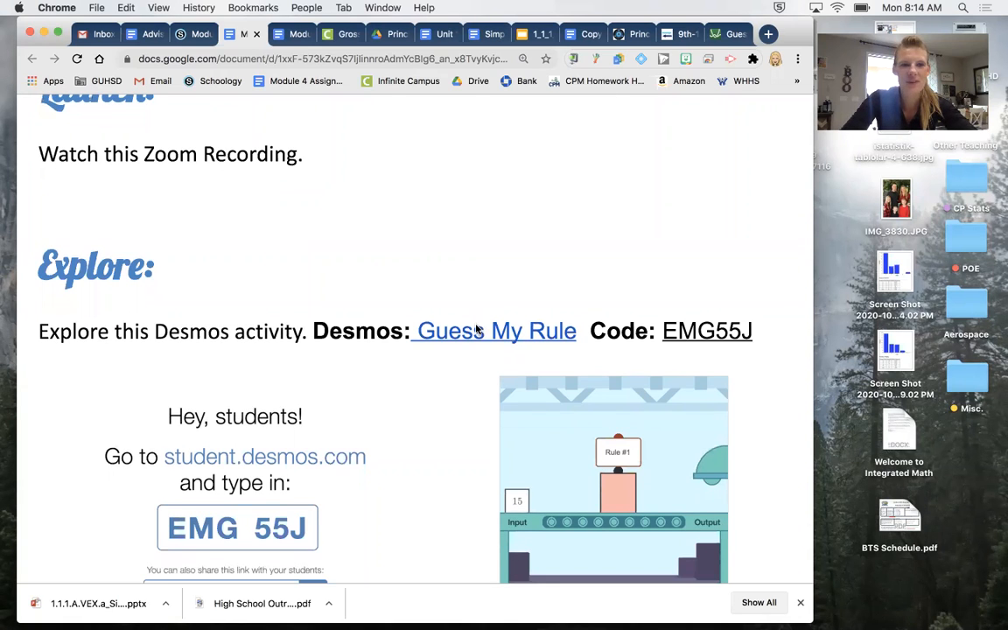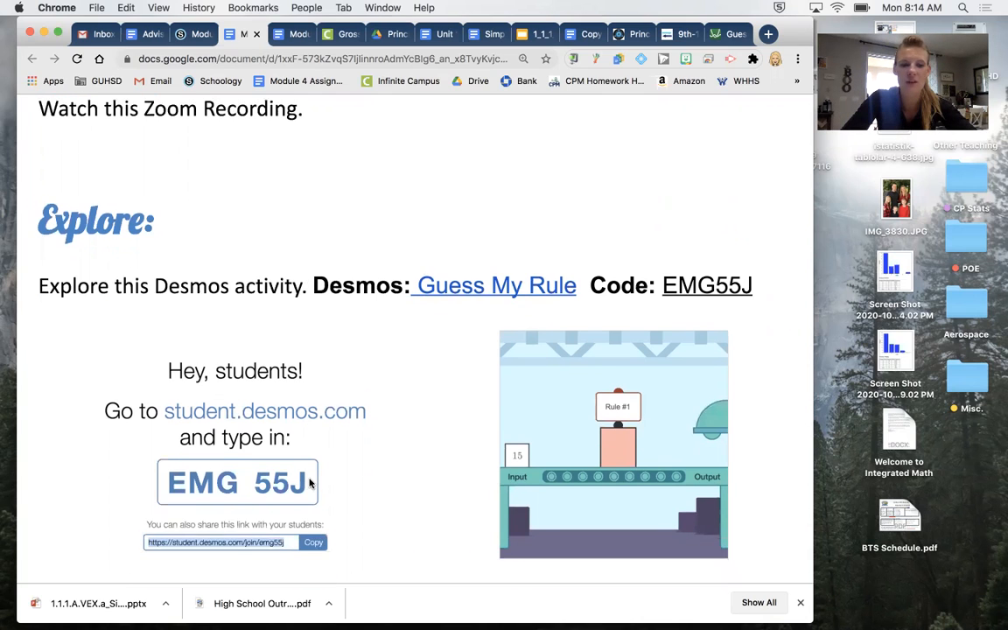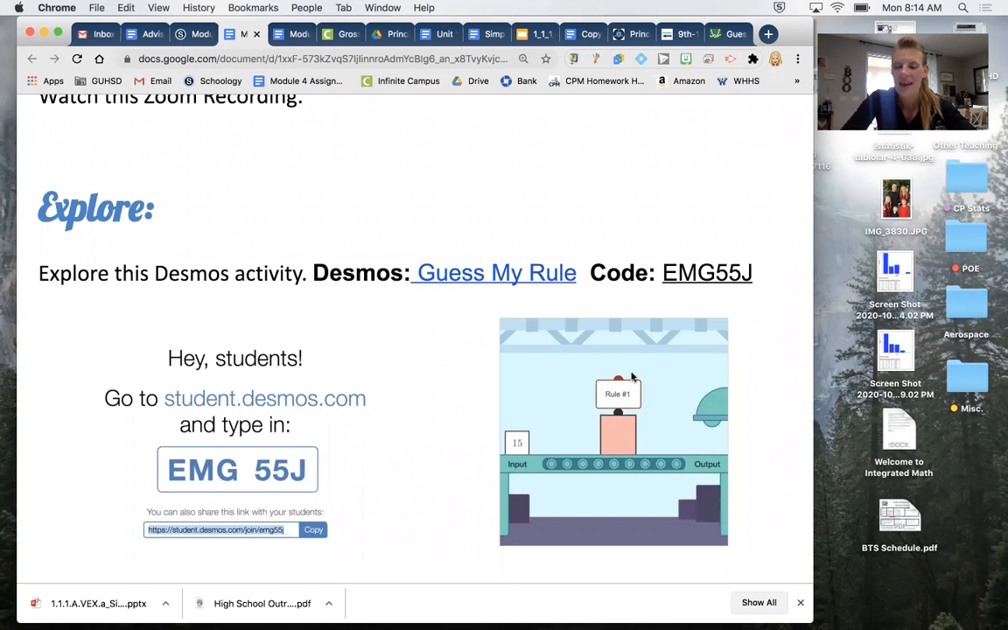I am going to first have you do this guess my rule for Desmos. That is going to be most of our day actually. You don't really need to take notes right now, more just go into student.desmos.com, input this code, and this is about a 5 to 10 minute activity so that you can see this whole input versus output idea, which is what's going to happen here. You can see this little 15, it's going to slide, it's going to pop out on the other side, and you are going to have to say what you think the rule was for it.